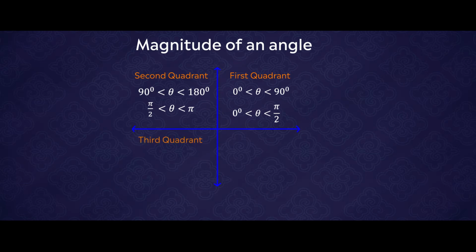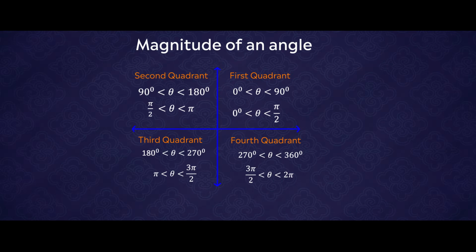In the third quadrant, magnitude of angle lies between 180 degree and 270 degree. And in radian, it should be between pi and 3 pi divided by 2. And in the fourth quadrant, the angle measures between 270 degree and 360 degree. In radian, it should be 3 pi divided by 2 to 2 pi, and 360 is 2 pi. These are the magnitude of the angles.